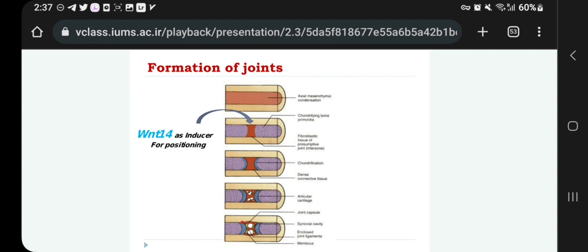The joint capsule is derived from the mesenchymal cells around the interzone. The cells around it make the capsule, but the ligament, the meniscus, disc, the cavity, and all parts inside the capsule, inside the joint, derive from the cells in the interzone. Okay, got it?